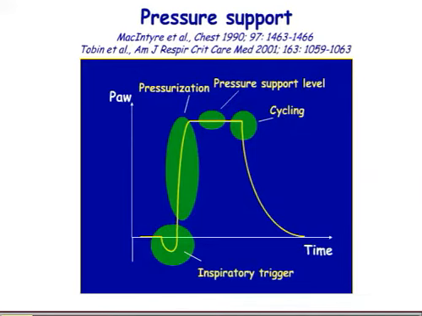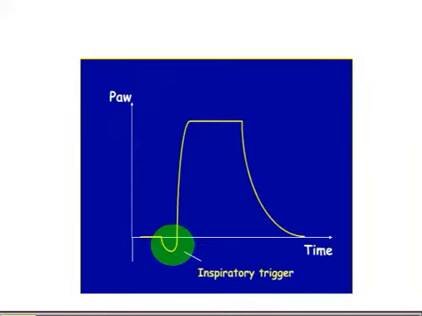So if we look at this classic representation of a pressure support cycle, I'm going to focus the talk on pressure support, we can see that there are basically four phases to it: inspiratory trigger, pressurization slope, the level of pressure support, and cycling into expiration. Well, let's start with inspiratory trigger.